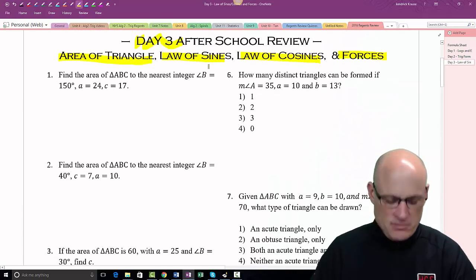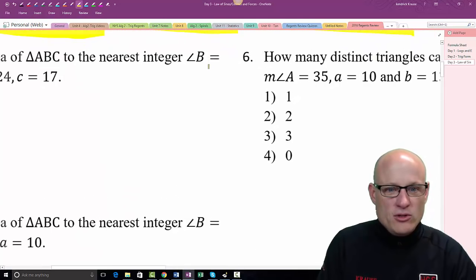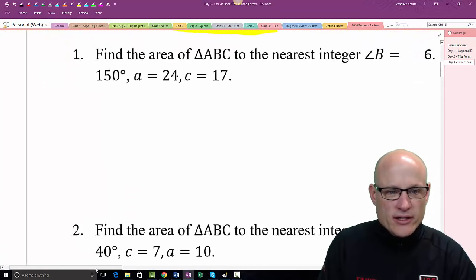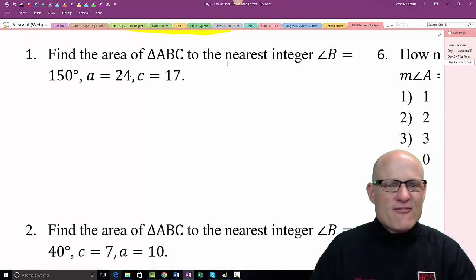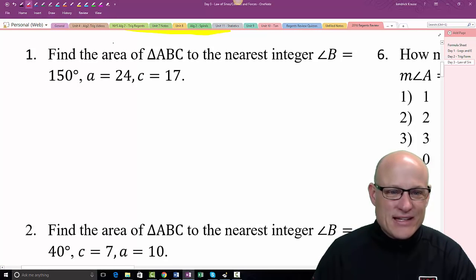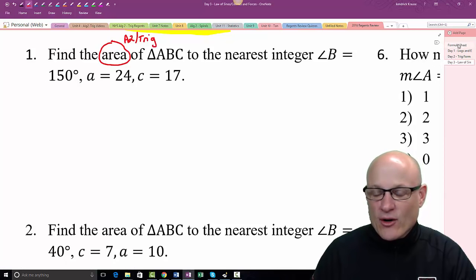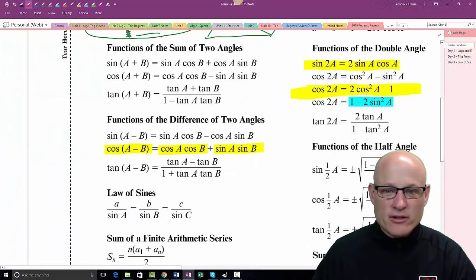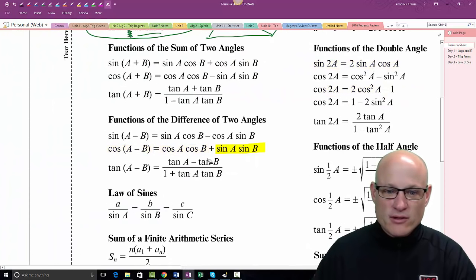Alright. Blow this up so you can see it better. There we go. Find the area of a triangle. Now, as soon as I see this word right here in A2 trig, I know I'm coming over to my formula sheet.